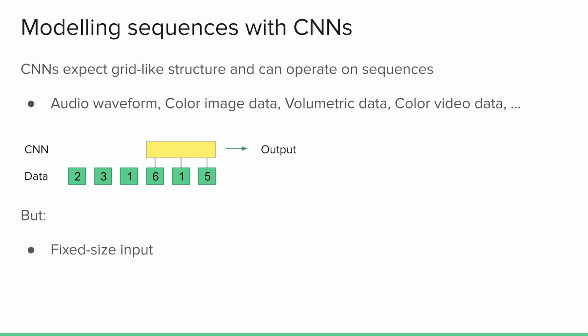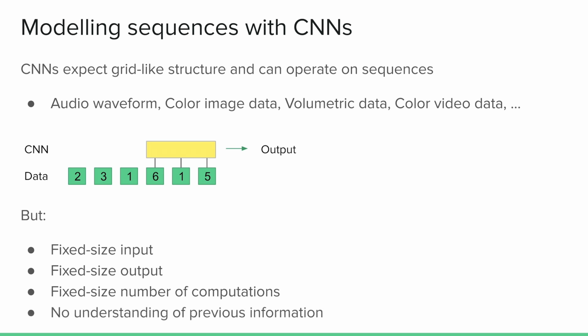However, we have a fixed size input. So when we use a convolution like this, we always take exactly 3 samples as input. And if something crucial happened one step before that size of our input, well, we have no idea, we can't access that information. We also have a fixed size output because our convolutions are fixed, and a fixed number of computations. So the problem is that we pretty much have no understanding of previous information except for this small window that we're currently looking at.